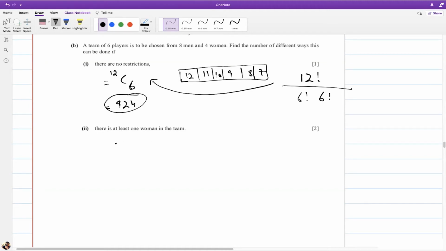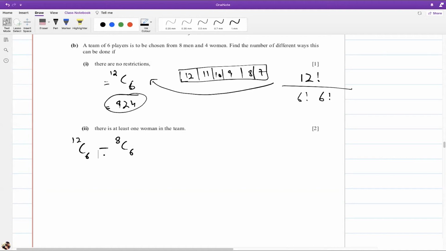That is going to be, you choose 6 out of 8 men. That's 8C6. And how many total teams? 12C6, different ways of making that team. If you subtract them, you are getting teams that have at least 1 woman on them.